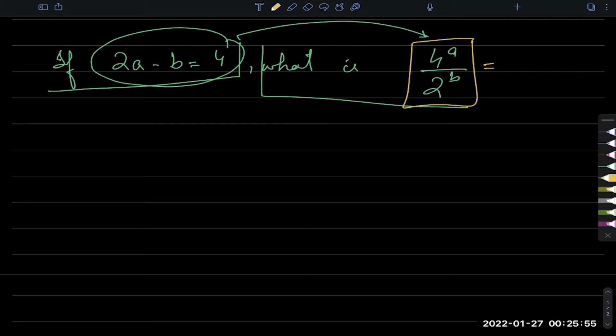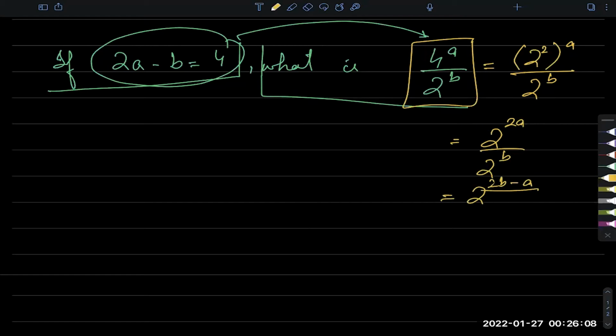Okay. So 4 is 2 squared. And what does that mean? This is 2 power 2a over 2b, which is what? 2 power 2b minus a. And that is something we have already seen. So if the connection is not that apparent, maybe simplify it and the connection will be apparent. So now this thing becomes 2 power 4, which is equal to 16, and that's your answer.